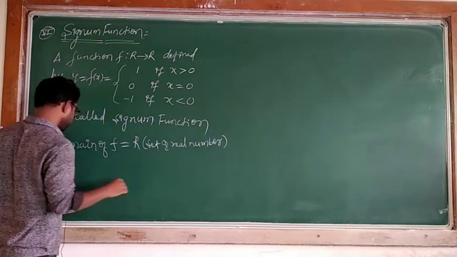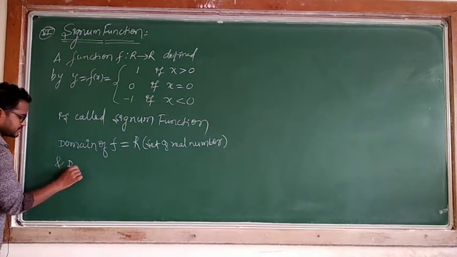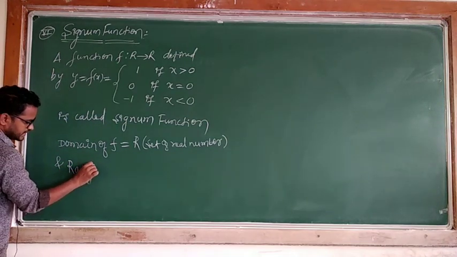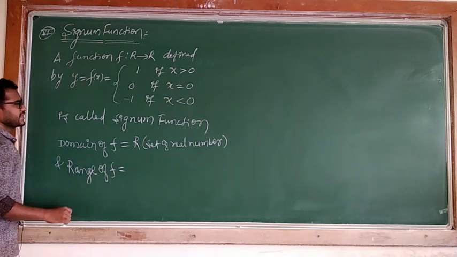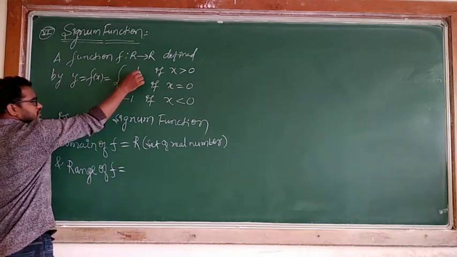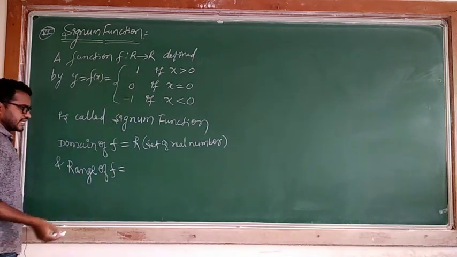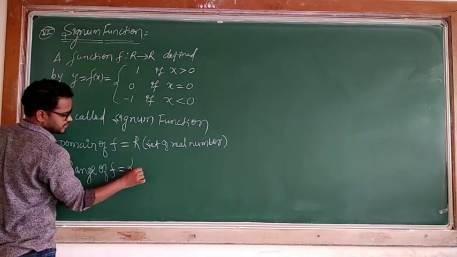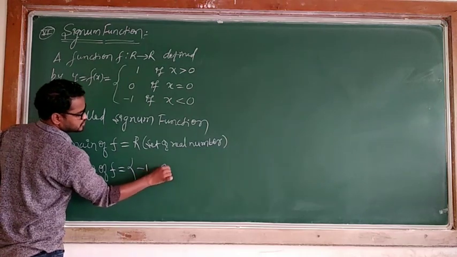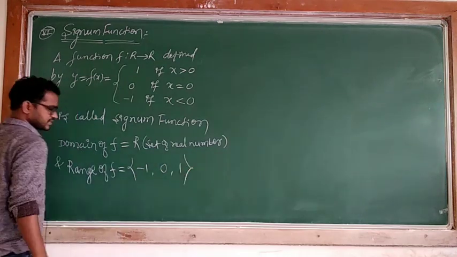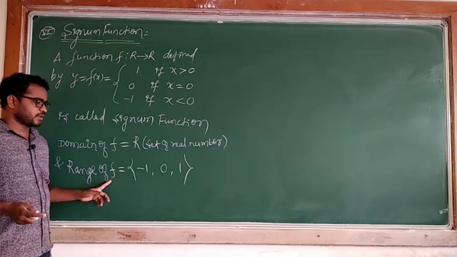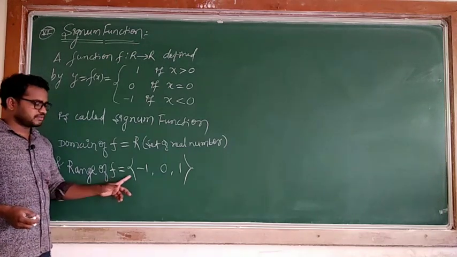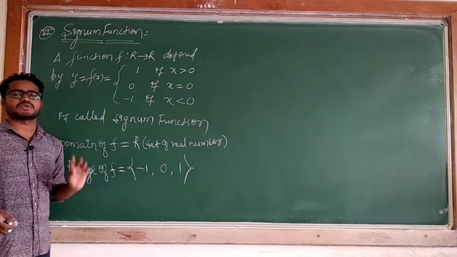Now, and range. Range means the value of y. What will you get for y? You may get 1, 0, minus 1. Only three numbers. I can say minus 1, comma, 0, comma, plus 1. This is the range. Keep in mind, in the case of signum function, it is different. Only three values you will get: minus 1, 0, plus 1.